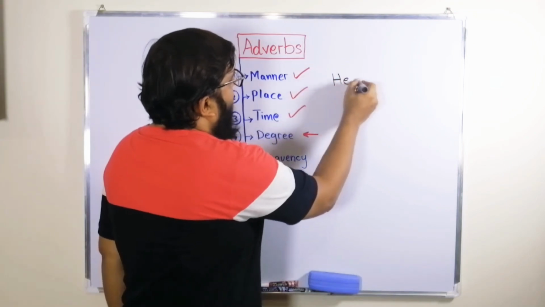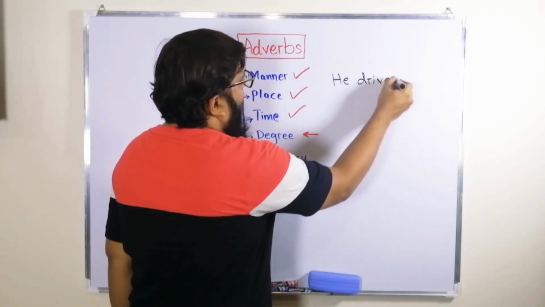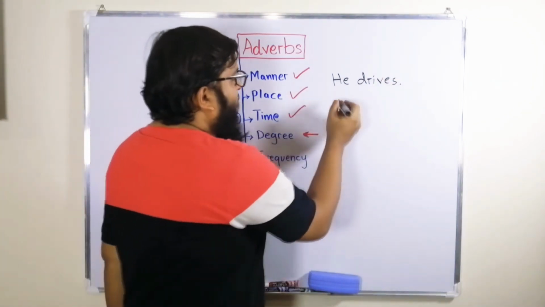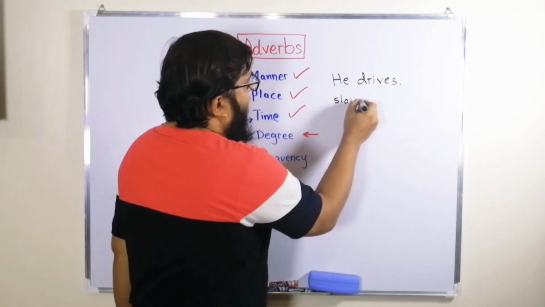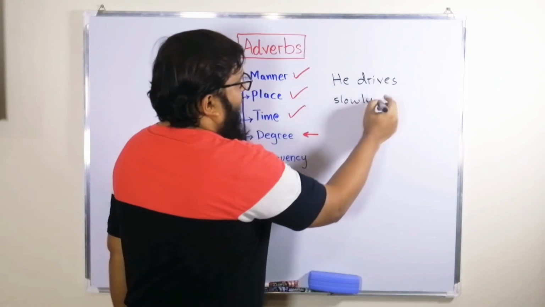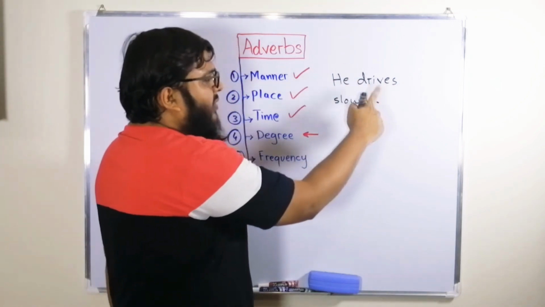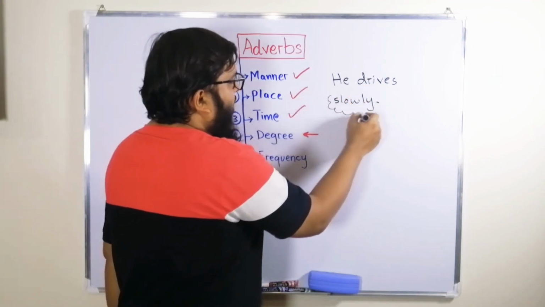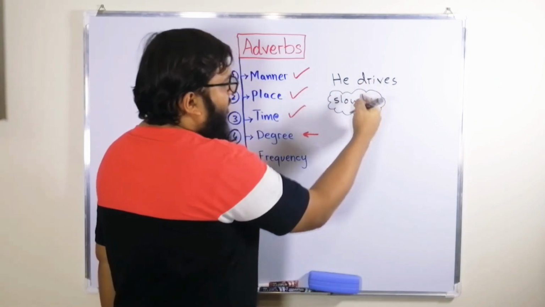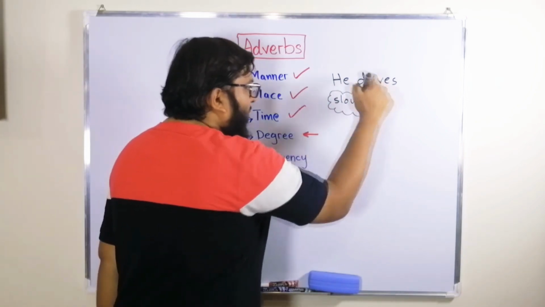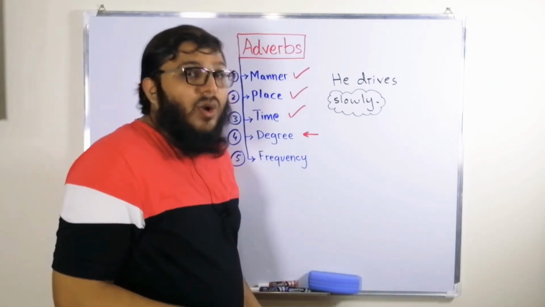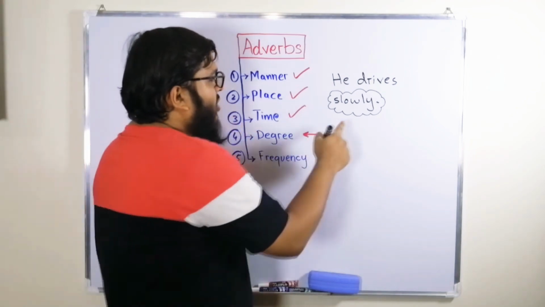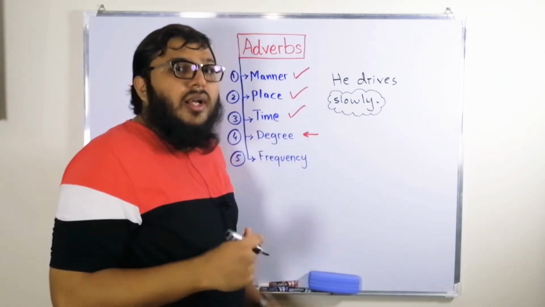He drives. He drives, it's a complete sentence, but if you say he drives slowly, so when you added this word in that sentence, he drives slowly, this word is actually modifying and describing the how of this action. How was the driving, or how is the driving? So if you want to tell the how of something or action, you need to use the word adverbs.